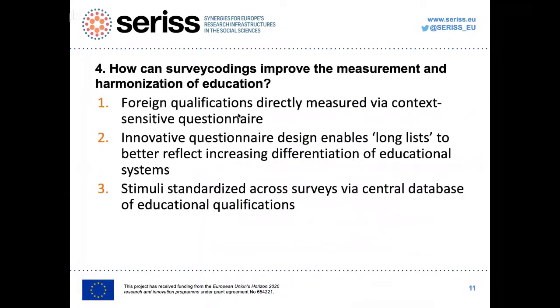Now to the third way in which survey codings can improve the measurement of education. One advantage is that the responses shown to respondents are standardized across surveys because a central database underlies these lookups. Currently all surveys redevelop their instruments from scratch, sometimes taking inspiration from other surveys, but usually it's not the same measurement instruments. And so getting more standardized measurement instruments would also mean that we get more comparable data across sources and surveys.